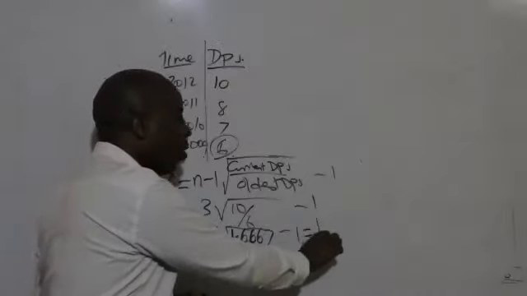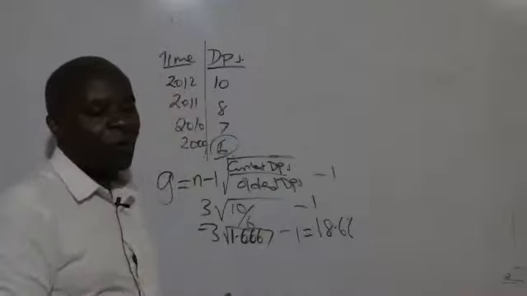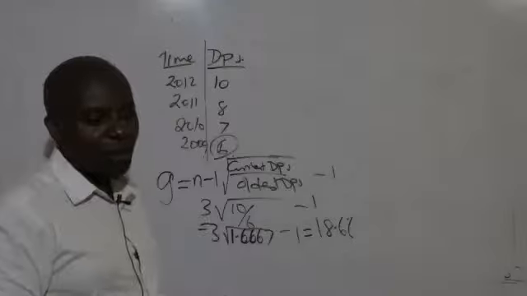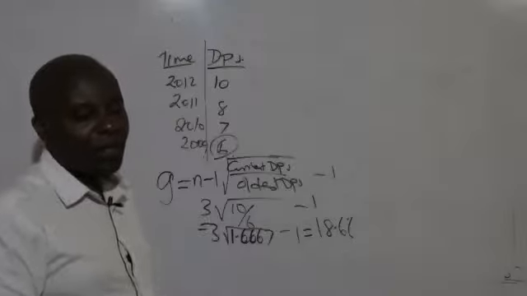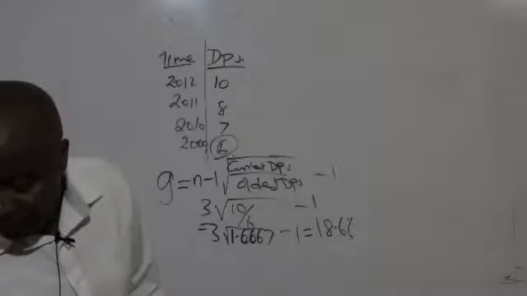That is how those students, after they got some figure and multiplied it with 100 for purpose of changing it to a percentage, they got 18 point what here? 6%. 18.6% is correct.